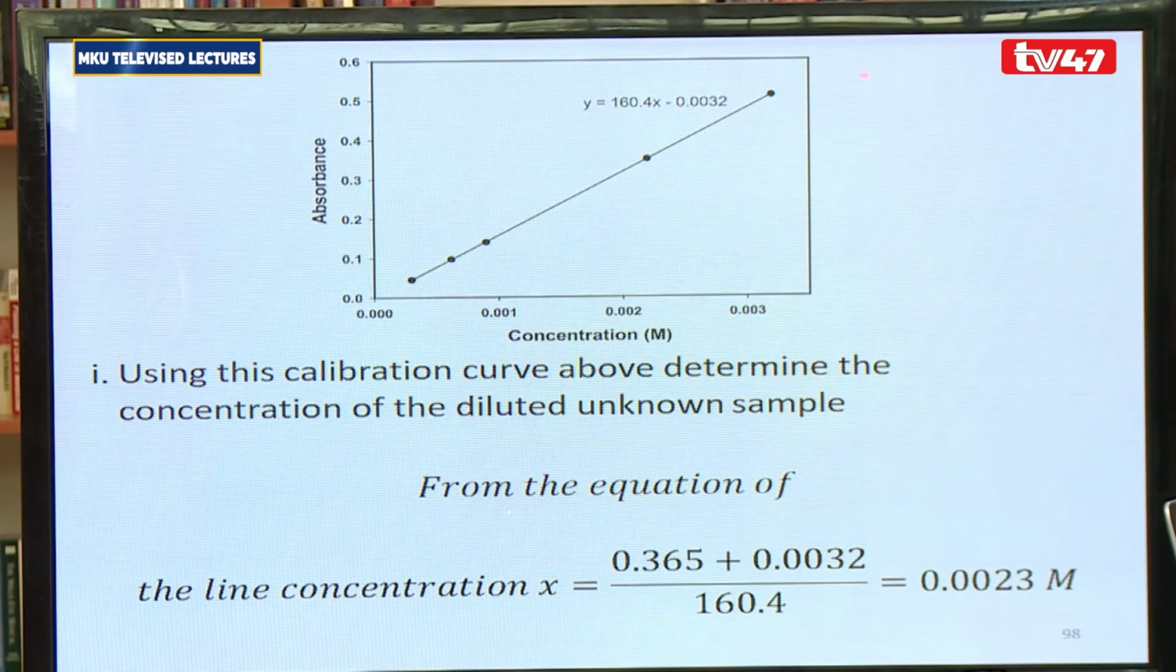So we see the calibration curve that was made, absorbance against concentration. You can see the line is linear. The computer has already generated the equation of the trend line, so in this case we don't have to interpolate manually. And we can answer the first question. By the use of this calibration curve, we need to determine the concentration of the diluted unknown sample.